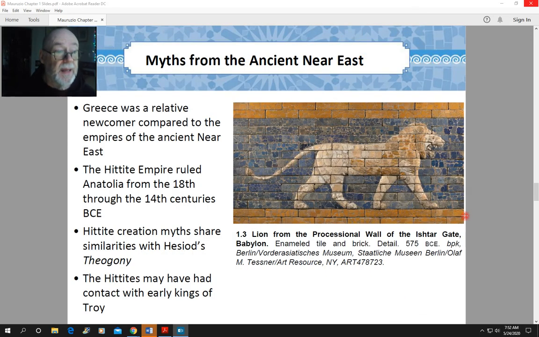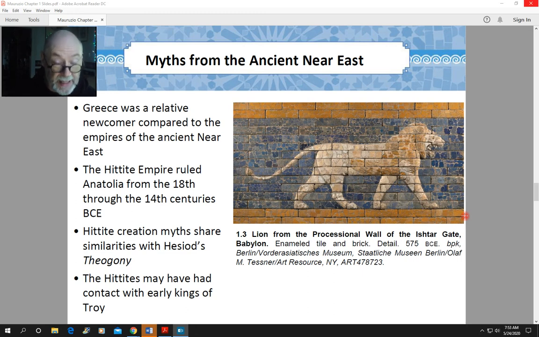So in the third part, we're going to look at myths from other lands for comparison. Most of them are going to come from the Levant, from the Near East, because that would be important. It's older, right? Remember, the Indo-Europeans invaded around 2000. A lot of this stuff in the Near East is actually much older than that. Now, the written texts we have may not be older than that, but they go back to older stories. So Greece was a relative newcomer compared to the empires of the ancient Near East.